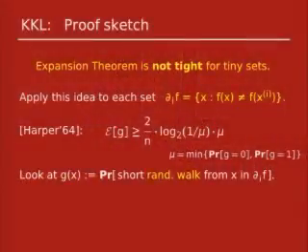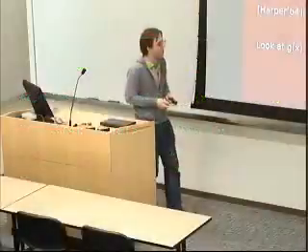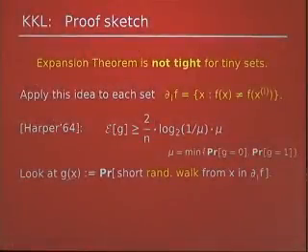Unfortunately, as I said, the proof doesn't quite look like that. You have to get some analytic notions in. And in particular, instead of applying this to a set, you want to apply it to a function, which is like, imagine g of x is the probability that a short random walk from x would lie in the boundary, the ith boundary of this set f.